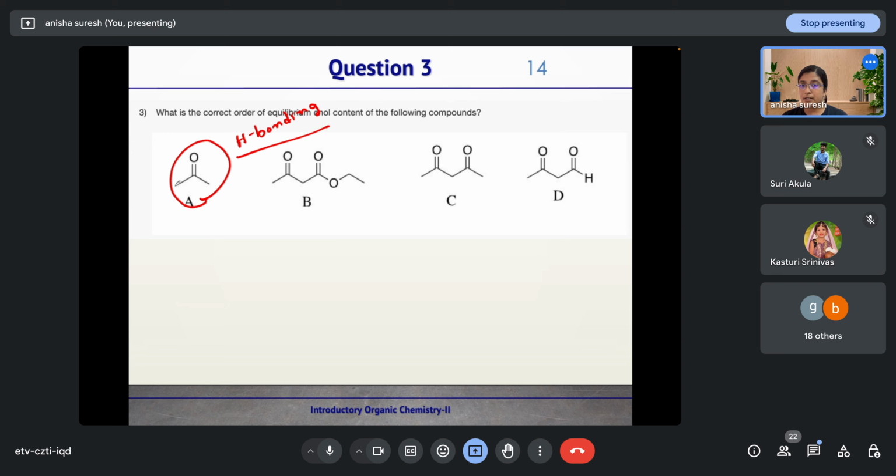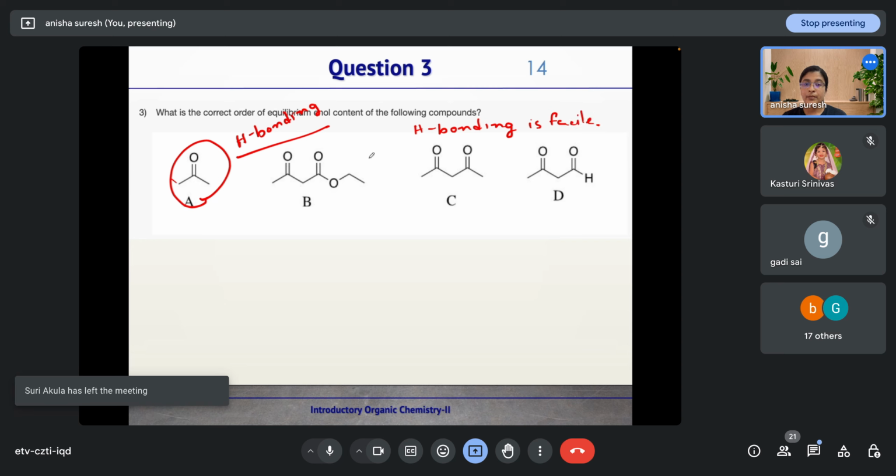Here 6 alpha hydrogens are there, hyperconjugation is okay, but in this case hydrogen bonding is not possible as there is only one ketone. But in these three cases, hydrogen bonding is possible. So in B, C and D, hydrogen bonding will be possible. So A will be the least having equilibrium enol content. The compound having least equilibrium enol content will be A.